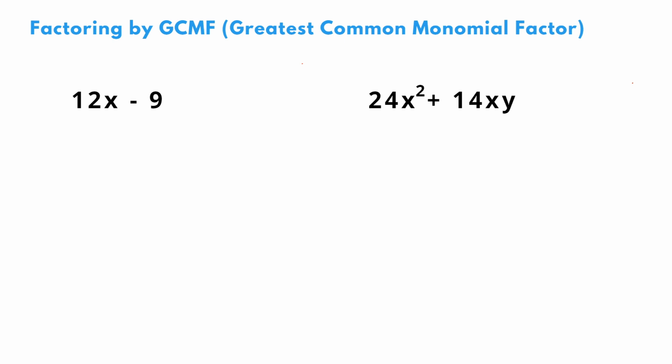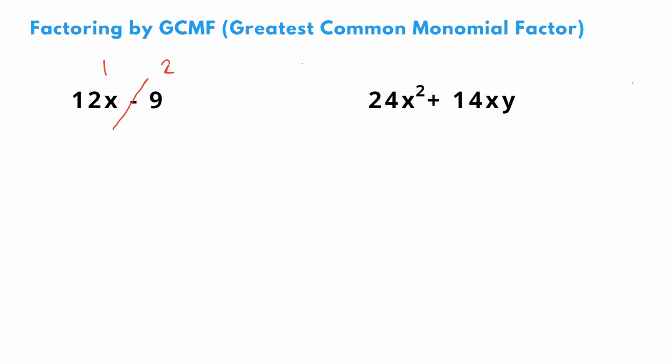We have here 12x minus 9. So by the way, let's partition first our terms. When I say partition, I mean let's cut first. We actually cut or divide our terms using only plus or minus. So this one here, the 12x minus 9, we can cut it like this. So that one now is going to be two terms. We have 12x on the first term and then 9 on the second term.